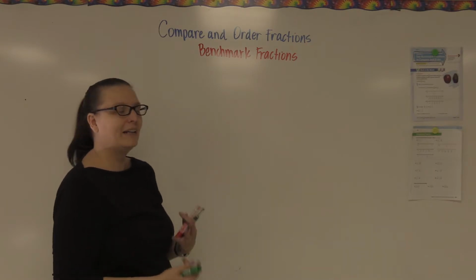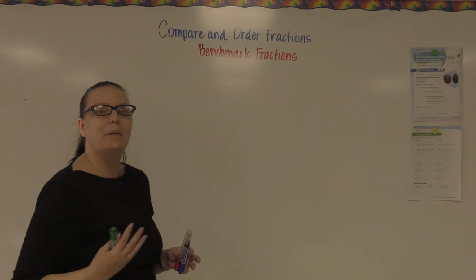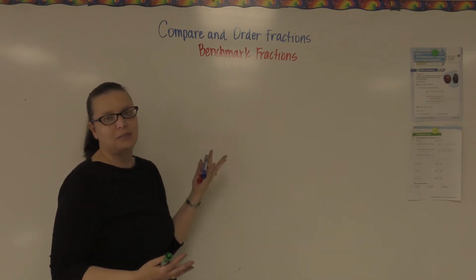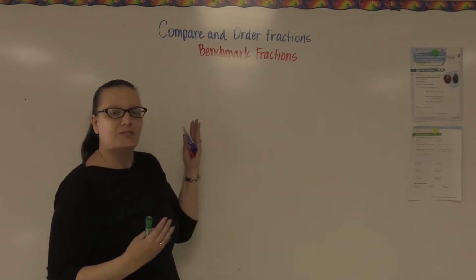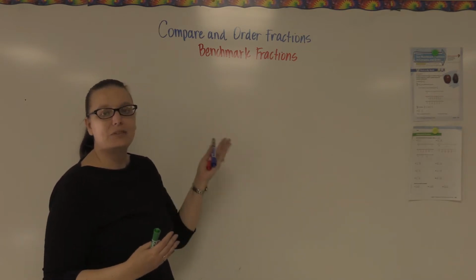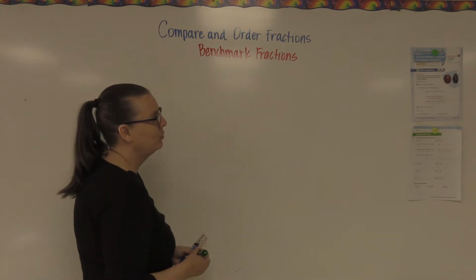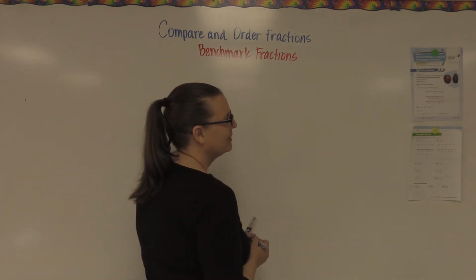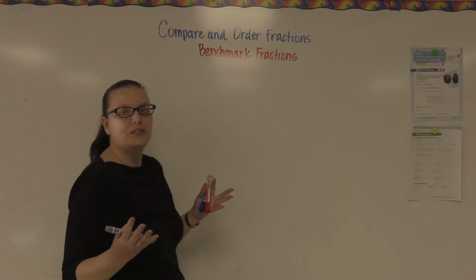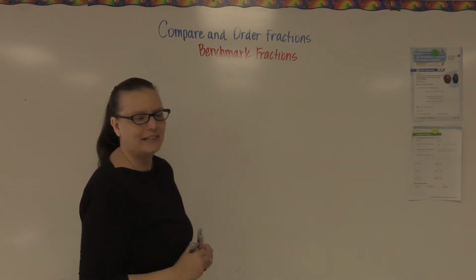All right, guys, my last lesson was all about comparing and ordering fractions. This lesson is going to build on that. So the last time we talked about it, we talked about being able to find the least common multiple, being able to make equivalent fractions, and then being able to compare those fractions. This is another way that you can do that. So we are going to be using benchmark fractions to help us. We're also going to be able to use the number line. It's a little bit like the fraction boxes, but it uses a number line instead.